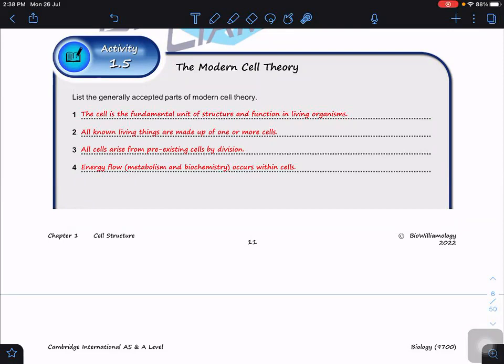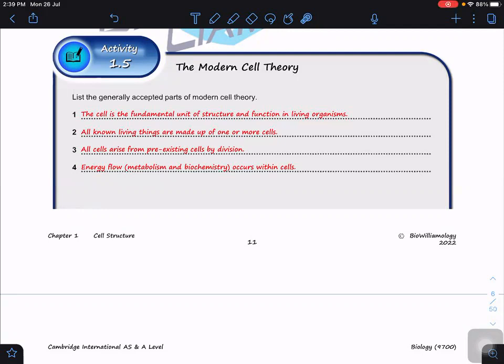So we need to do a classification. Right? We need to classify that, oh, this is human, oh, this is tiger, oh, this is bacteria, oh, this is a plant. So we're going to learn it in A2, where we talk about species and also biodiversity. The next, all cells arise from pre-existing cells by division. We're going to look at mitosis in AS and meiosis in the A2 syllabus.